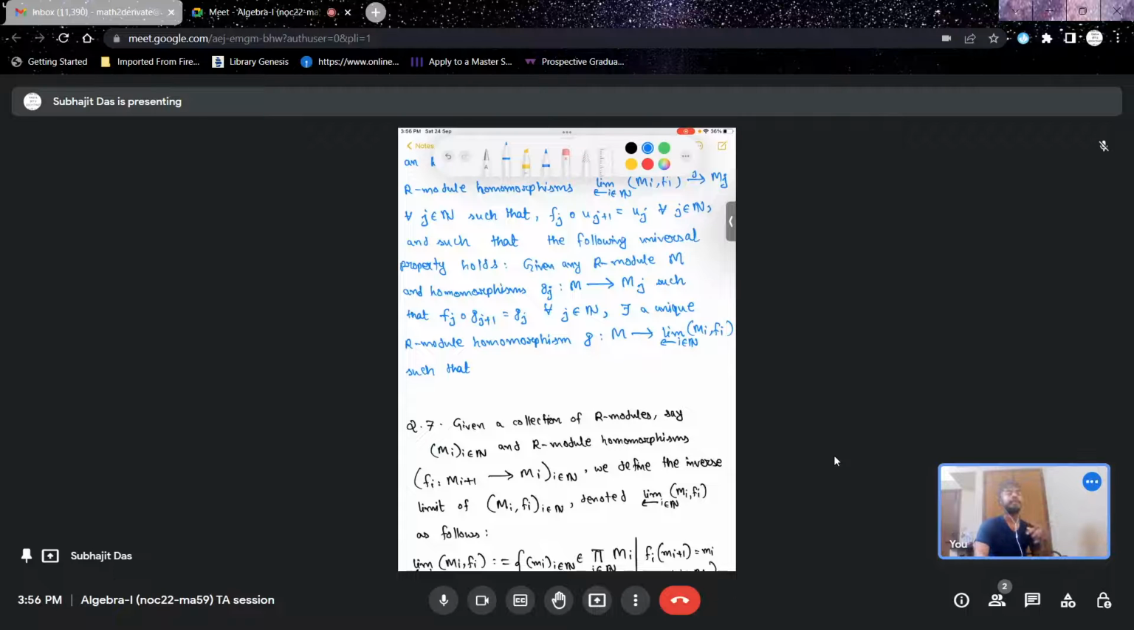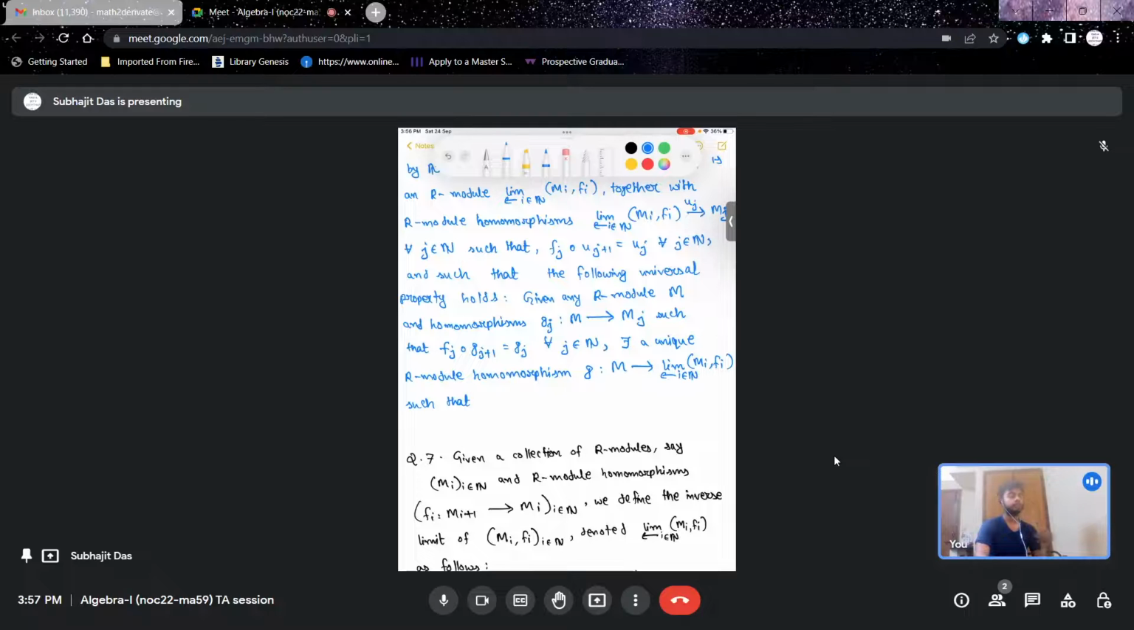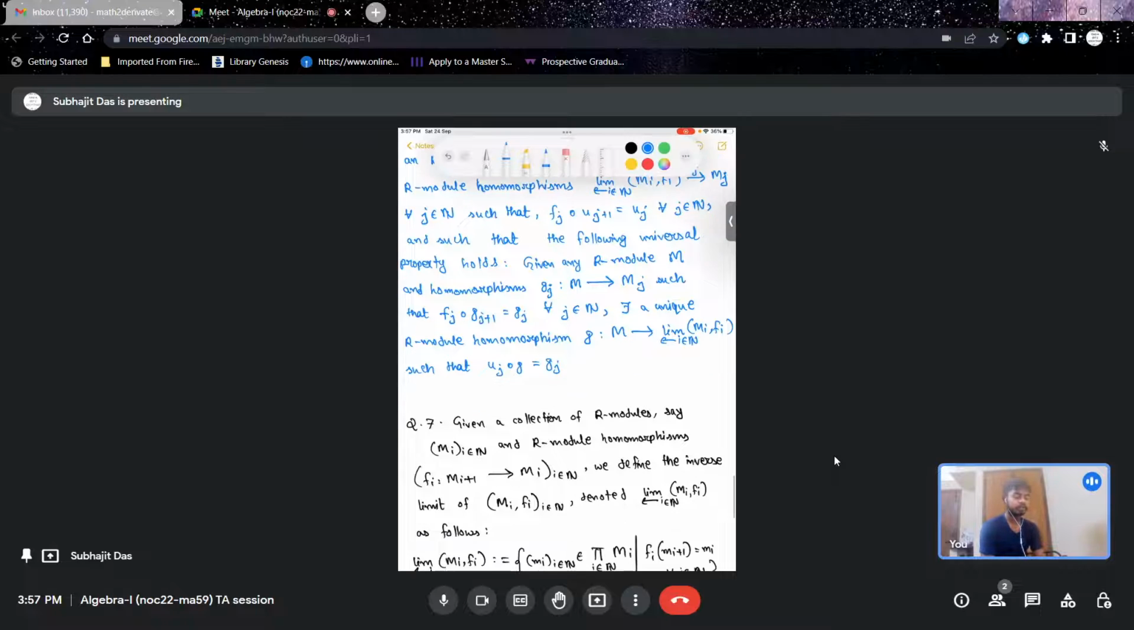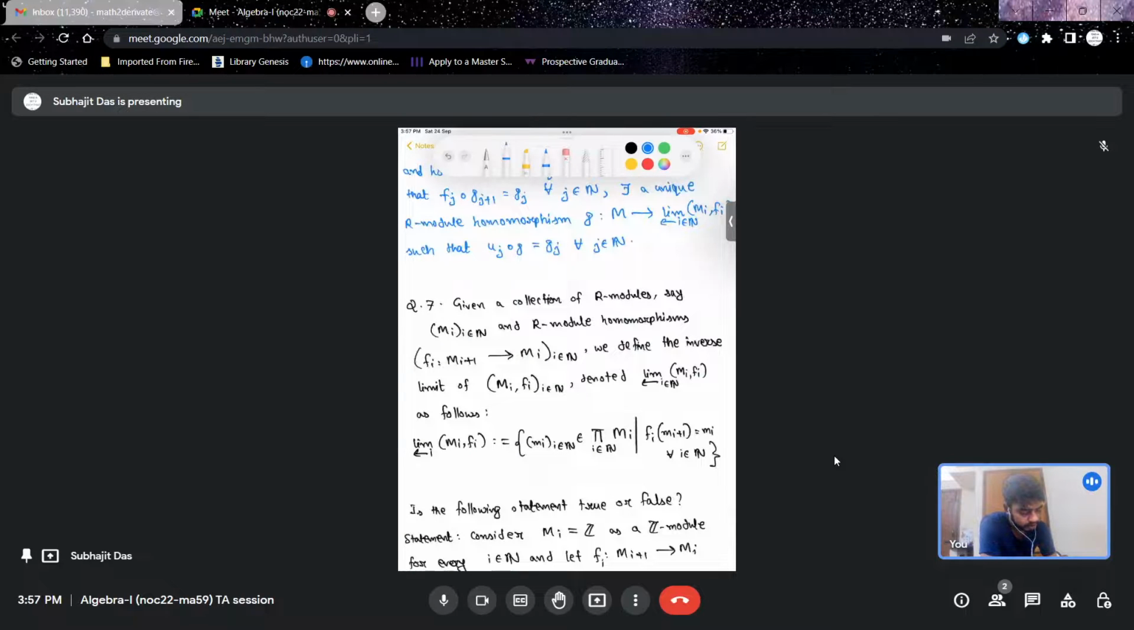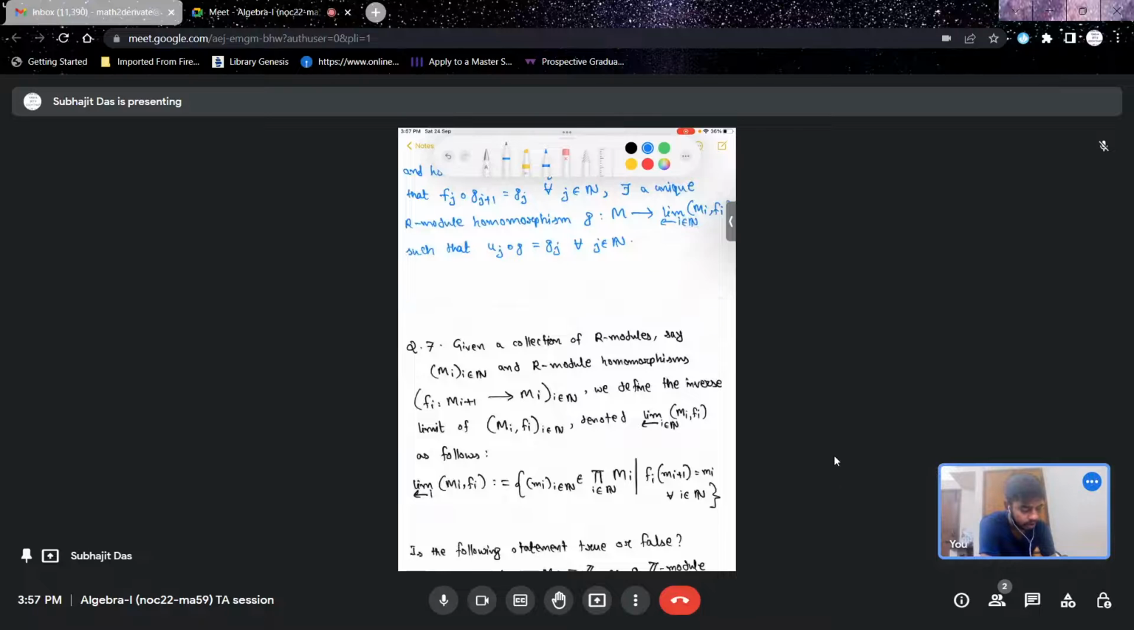So you have this G and you have this uj, so G, uj, right? Such that uj composed with G is equal to gj. That is, in other words, there will exist a unique arrow from M to this limit such that each gj factors through the uj's via this unique arrow G. Each small triangle will commute, so for all j in N. Let me give a picture so that you understand it much better than what I'm saying.